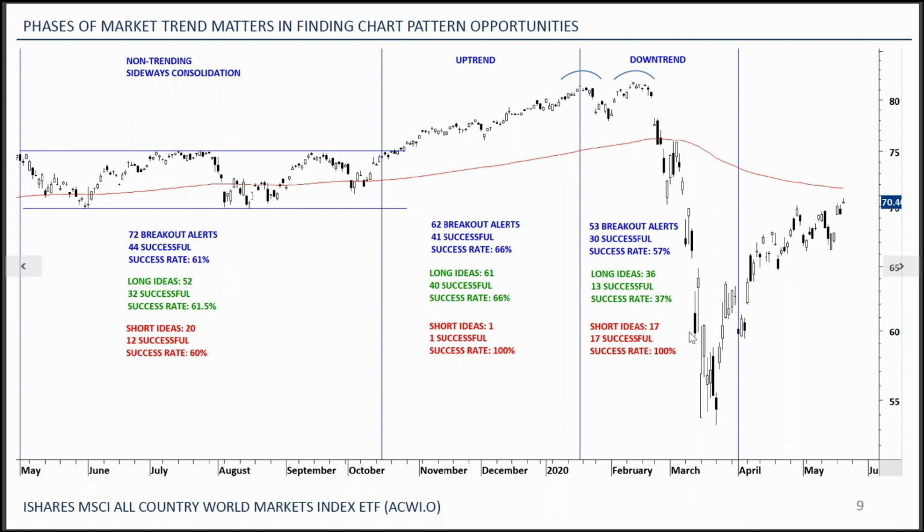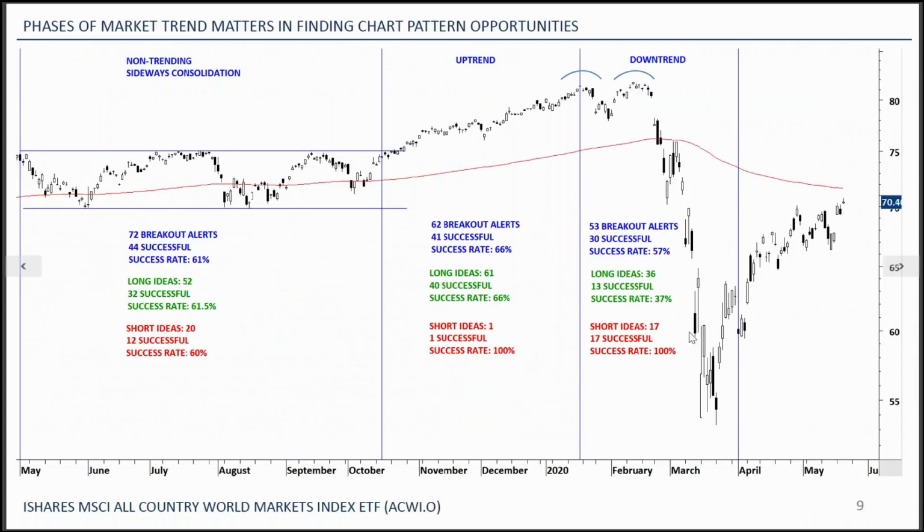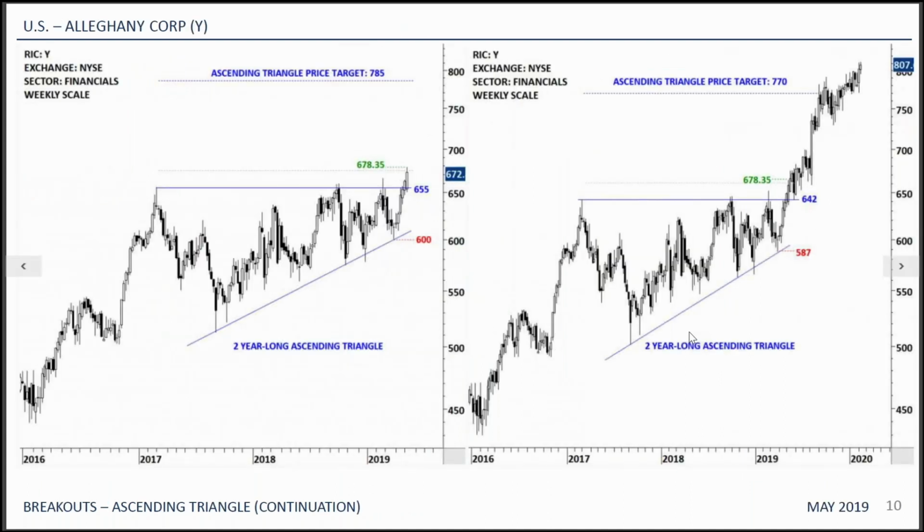Now we will go and start looking at the type of breakouts that took place month by month. And let's keep in mind this chart as we're going through different chart pattern breakouts that took place. This was a US equity, a 2-year long ascending triangle. So we are somewhere in May. The breakout took place. So the first half of the year was an uptrend.